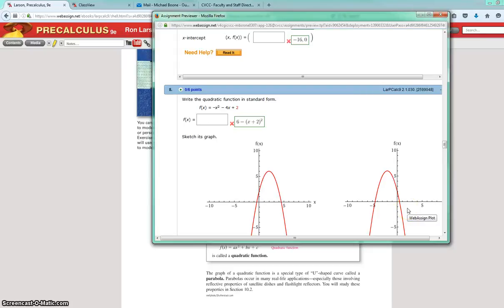Alright, so in Chapter 2, Section 1, I want to look at a few problems. So here's our number 8. Write the quadratic function in standard form. So there's a specific form that's called standard form.